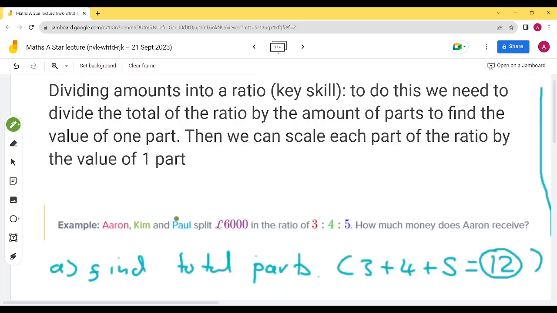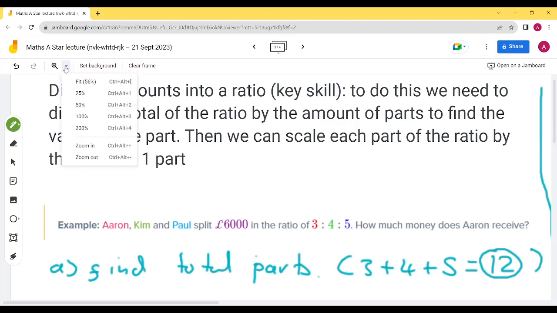Okay, so I think it might have been this question here you're struggling to read, but correct me if I'm wrong. It says, example, Aaron, Kim and Paul split £6,000 in the ratio of 3 to 4 to 5. How much money does Aaron receive? So hopefully that's cleared it up, but let me know if there's still a problem.